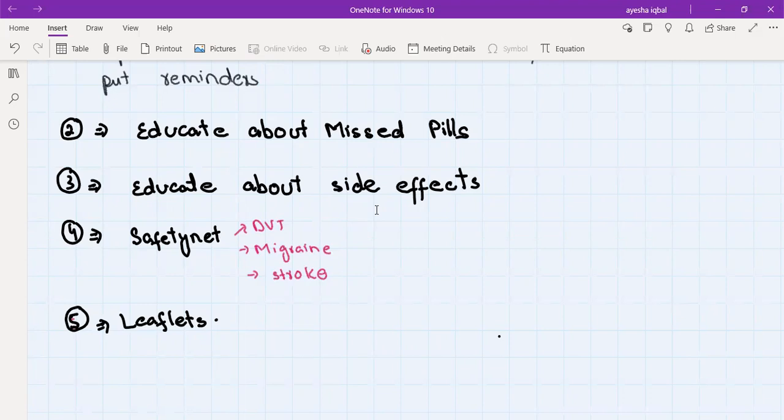Okay, so basically you are safety netting, you're educating about the side effects of DVT, stroke, migraines, and you need to tell her that there is a slight increase in the risk of cervical cancer and breast cancer. But the risk is very low, like 3 out of 10,000. So these are basically the risks. So you need to educate the patient about that as well and safety net. And you will also tell the patient that this was a lot to listen to, and so that's why I will give you leaflets to further read.